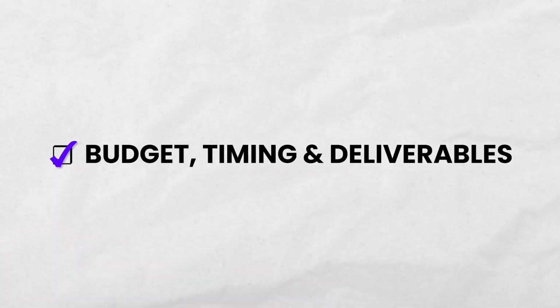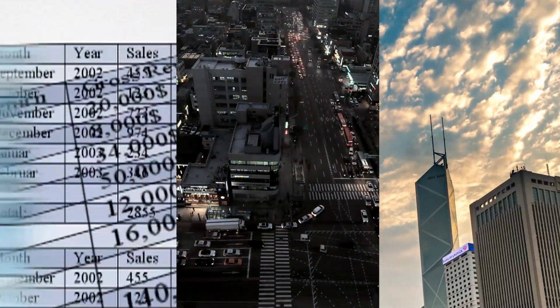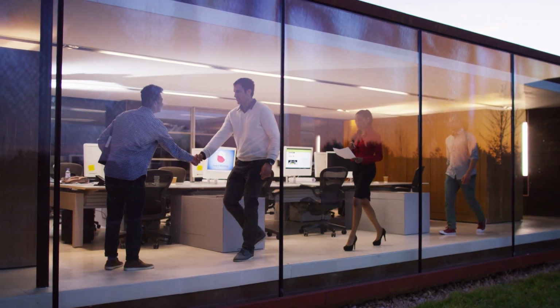Budget, timing, and deliverables are pretty straightforward pieces in the client brief. The achievability of all campaign executions will depend on these details, so make sure that everyone in the team is well aware of the relevant dates, deadlines, budgets, and outputs needed to be delivered.